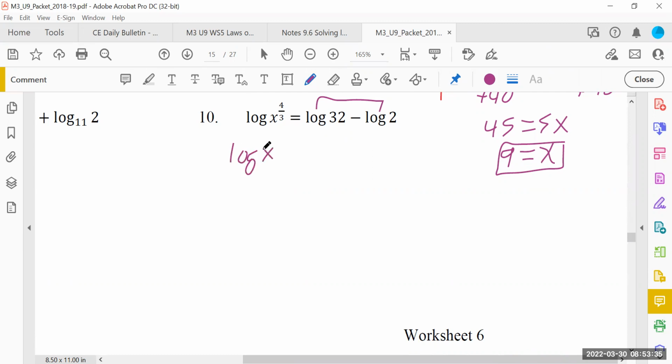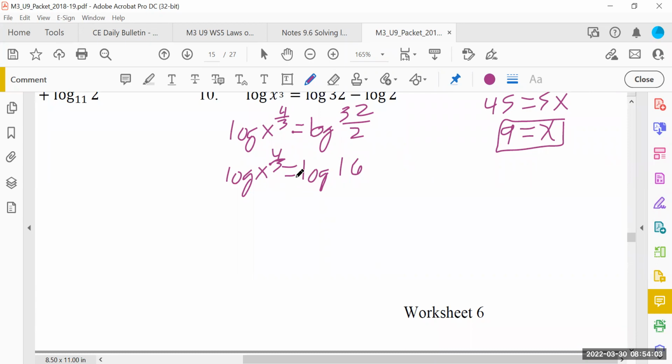You do log x to the 4/3 equals log 32 over 2. Perfect. Log of 32 over 2. Divide those two. 32 over 2 gets us 16. So log of 16, log of x to the 4/3. Taj, what do I do next?